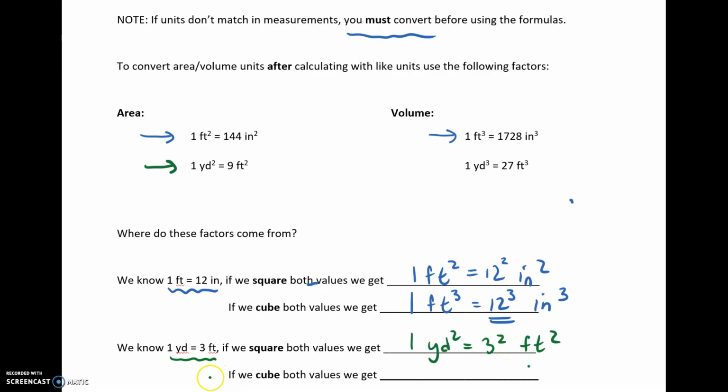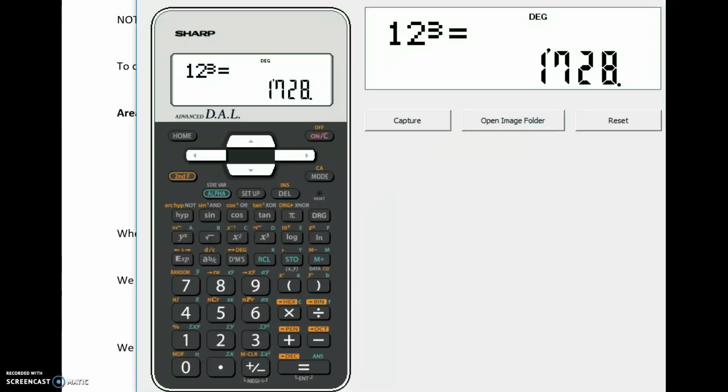For volume calculations involving cubic units, we have 1 cubic yard is equal to 27 cubic feet. Again, where does that come from? We take our base conversion factor and cube both sides. 1 cubic yard is equal to 3 cubed cubic feet. Using our calculator, we see 3 cubed is equal to 27.